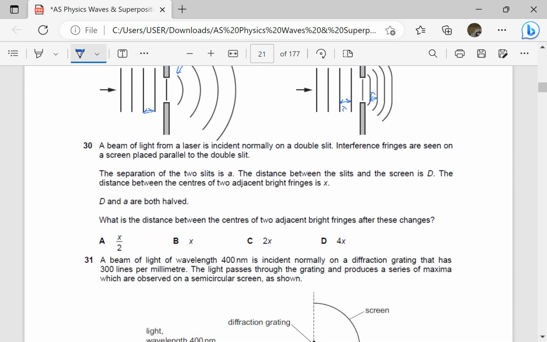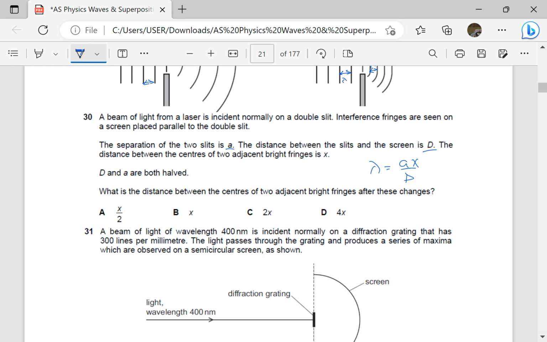A beam of light from a laser is incident normally on a double slit. Interference fringes are seen on a screen placed parallel to the double slit. The separation of the two slits is a. The distance between the slits and the screen is D. The distance between the centers of two adjacent bright fringes is x. That means we can come up with a formula: wavelength is equal to a times x divided by D, because it is a double slit.